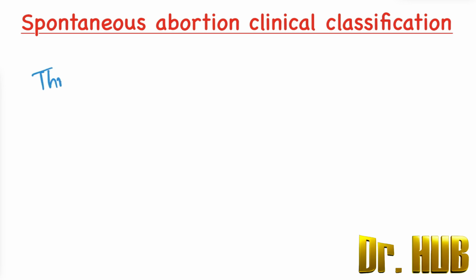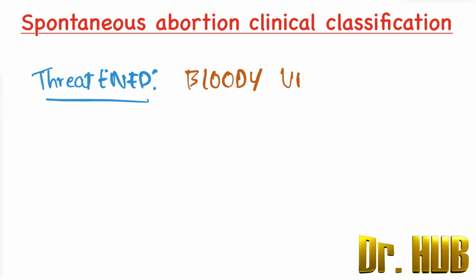Today we look at the clinical classification of spontaneous abortion. First we'll look at the threatened type. In threatened abortion, there is a bloody vaginal discharge or bleeding.